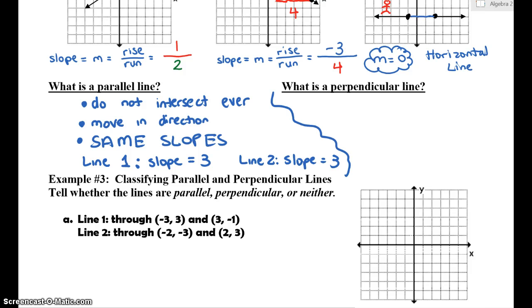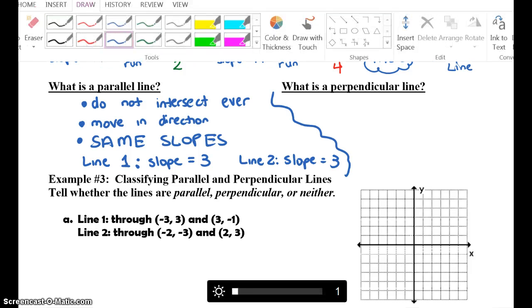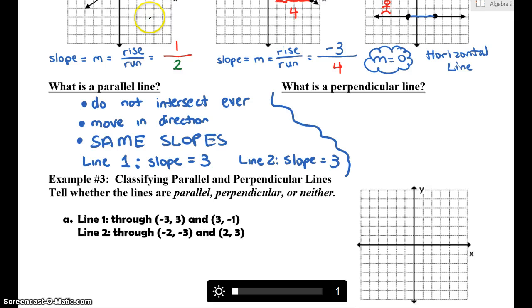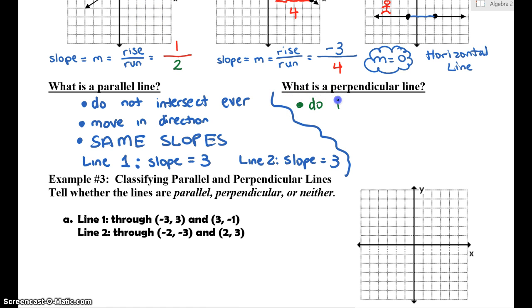Now, perpendicular lines are a little bit different. So perpendicular lines actually do intersect. And they intersect at a 90 degree angle. So that's why they are called perpendicular. Like a lot of lines intersect, but when they intersect at 90, they are so special, we give them a special name and we call them perpendicular lines.